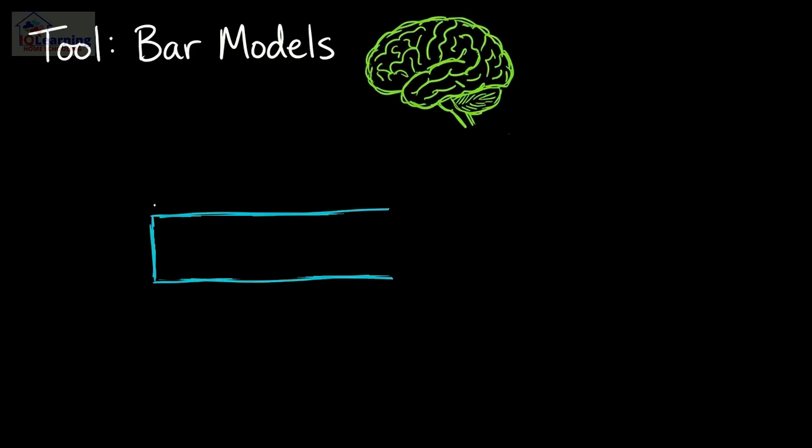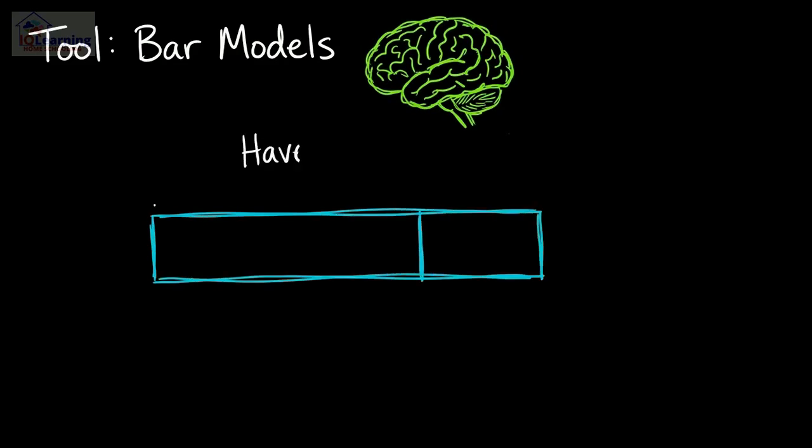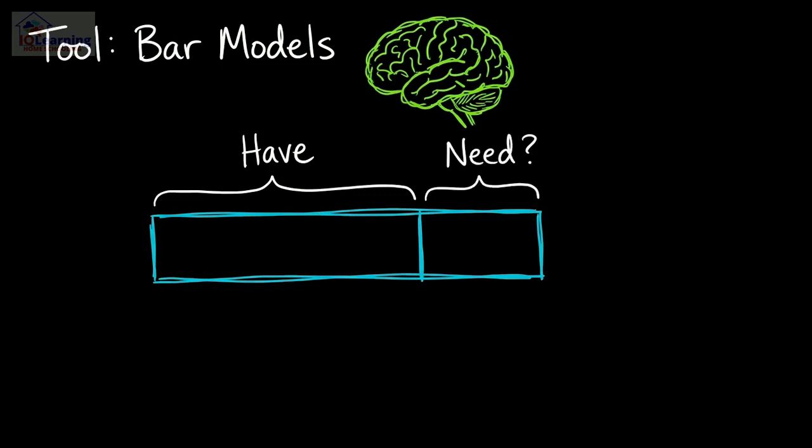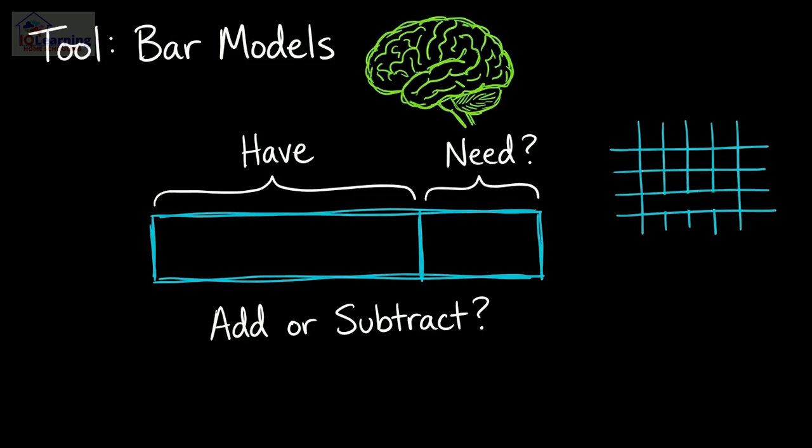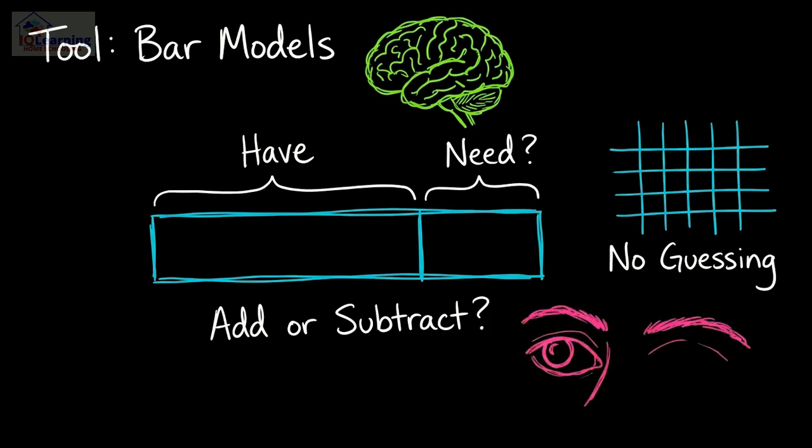Bar models are a very helpful tool for this kind of thinking. A bar model is a simple drawing that shows what you have and what you need to find. It helps you see whether you should add or subtract, and it keeps your thinking organized. Instead of guessing an operation, you can look at the bar and see the maths in the story.